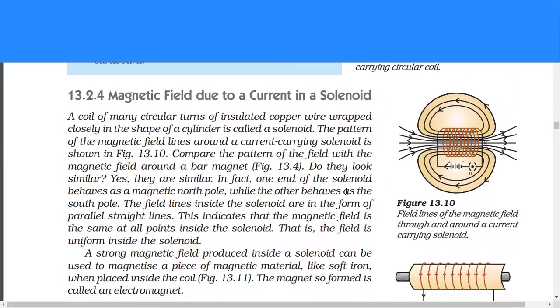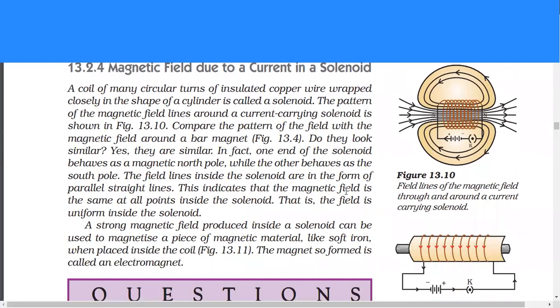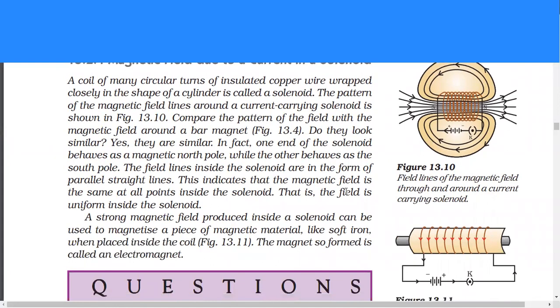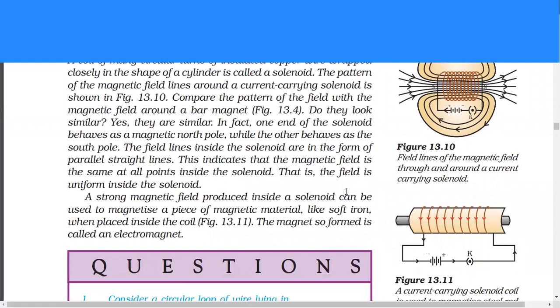Magnetic field due to a current in a solenoid. A coil of many circular turns of insulated copper wire wrapped closely in the shape of a cylinder is called a solenoid. The pattern of the magnetic field lines around the current carrying solenoid is shown in figure 13.10. Compare the pattern of the field with the magnetic field around the bar magnet. Do they look similar? Yes, they are similar.